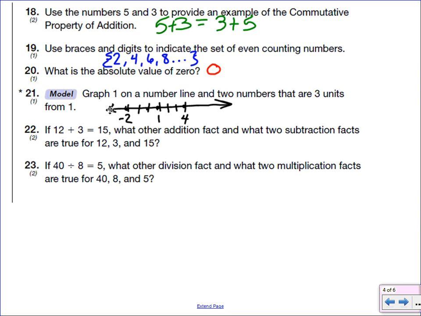If 12 plus 3 equals 15, what other addition fact and what two subtraction facts are true for 12, 3, and 15? So we have 12 plus 3. We can reorder those then and do 3 plus 12 is 15. And then the two subtraction facts are 15 minus 12 is 3, and 15 minus 3 is 12.